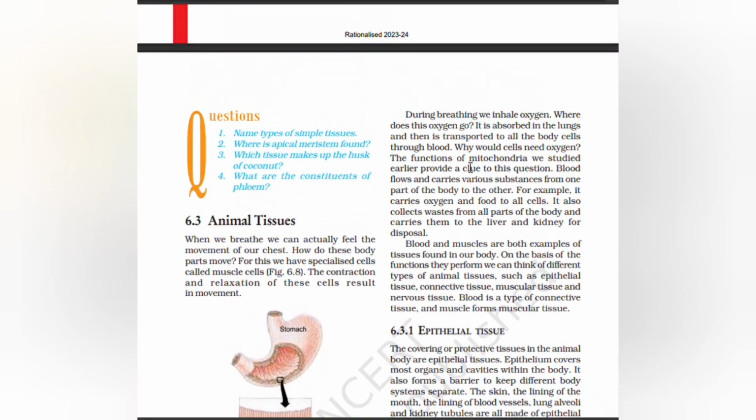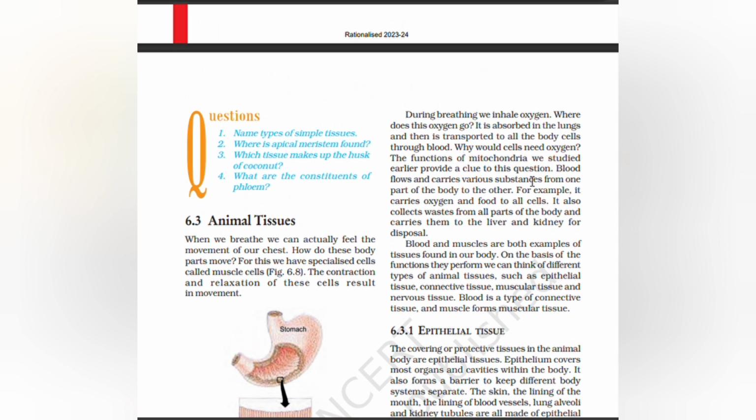Location of muscle fibers. During breathing, we inhale oxygen. Where does the oxygen go? It is absorbed in the lungs and is transferred to all the cells throughout the body. Why would cells need oxygen? The functions of mitochondria we studied earlier provide a clue to this question.